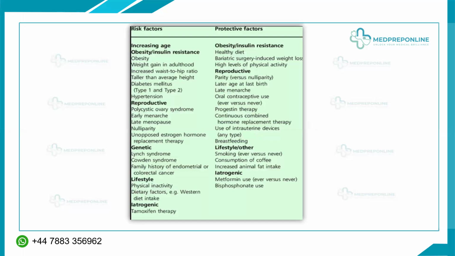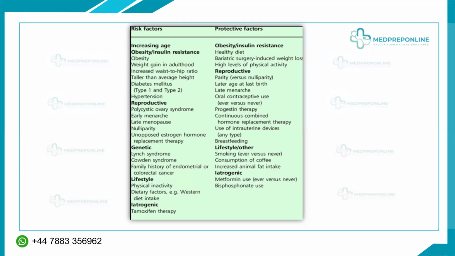Now, coming to the risk factors as well as the protective factors. So we saw increasing age, obesity, as well as insulin resistance, diabetes, hypertension, PCOS, early menarche and late menopause, nulliparity, as well as unopposed estrogen HRT. In genetics, we have Lynch syndrome, Cowden, as well as a family history of endometrial or colon cancer, physical inactivity, as well as a Western type of diet. And iatrogenic would be if a patient has been treated with tamoxifen for breast cancer.